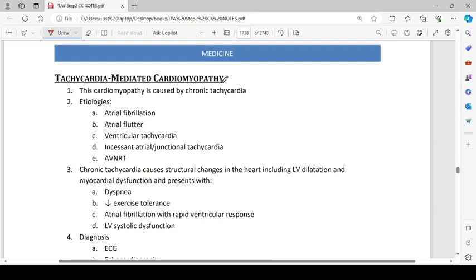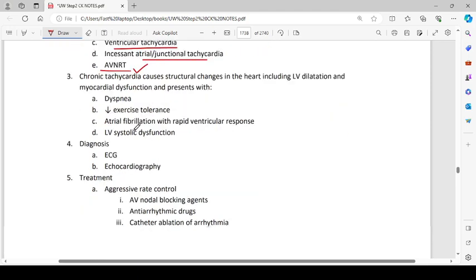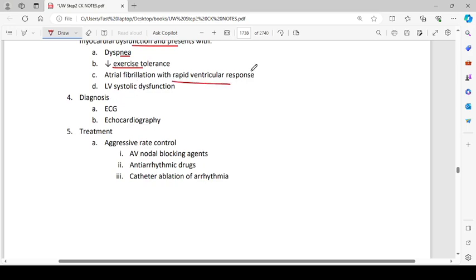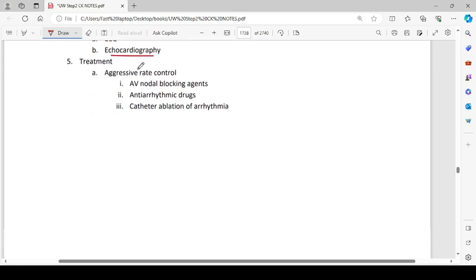Tachycardia-mediated cardiomyopathy. This cardiomyopathy is caused by chronic tachycardia. Etiologies include atrial fibrillation, atrial flutter, ventricular tachycardia, incessant atrial junctional tachycardia, and AVNRT. Chronic tachycardia causes structural changes in the heart, including left ventricular dilation and myocardial dysfunction, and presents with dyspnea, decreased exercise tolerance, atrial fibrillation with rapid ventricular response, and left ventricular systolic dysfunction. Diagnosis is with ECG and echocardiography. Treatment: aggressive rate control, AV nodal blocking agents, antiarrhythmic drugs, and catheter ablation of the arrhythmia.